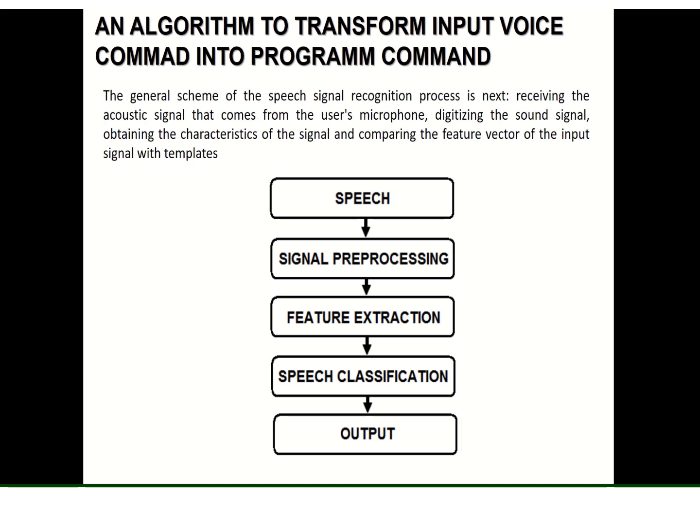When analyzing an analog signal from speech, properties are extracted that are used further in the recognition process to determine what was said. The general scheme of the speech signal recognition process is next. Receiving the acoustic signal that comes from the user's microphone, digitizing the sound signal, obtaining the characteristics of the signal, and comparing the feature vector of the input signal with templates.